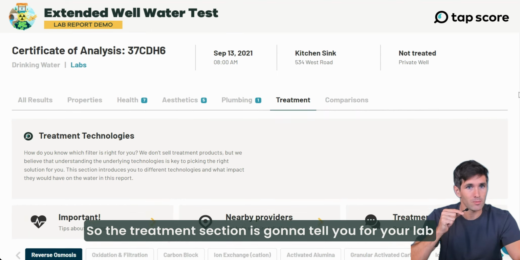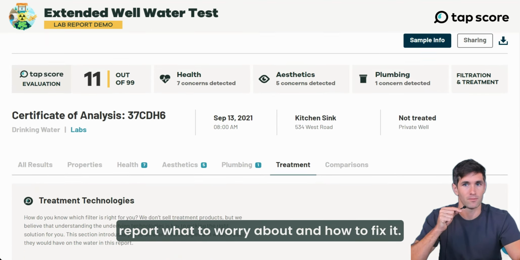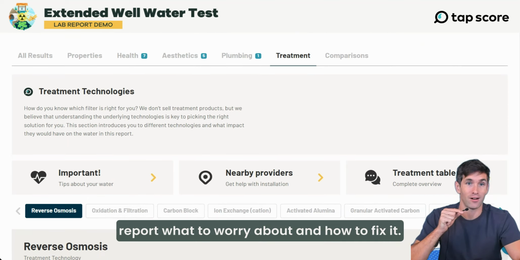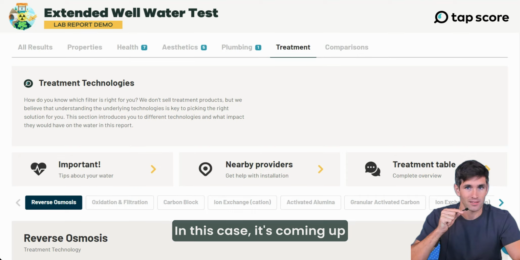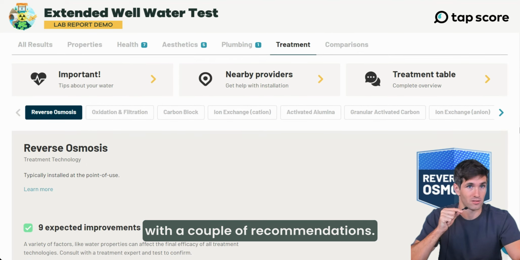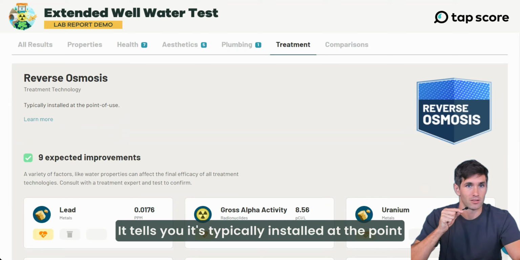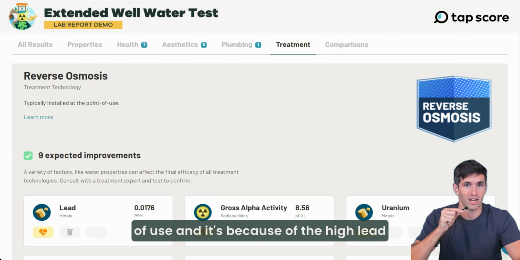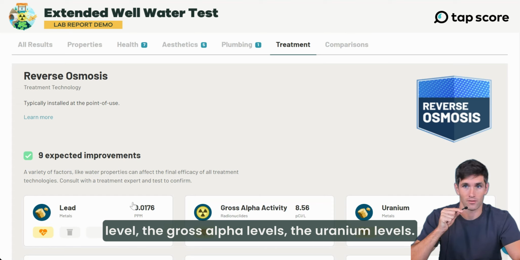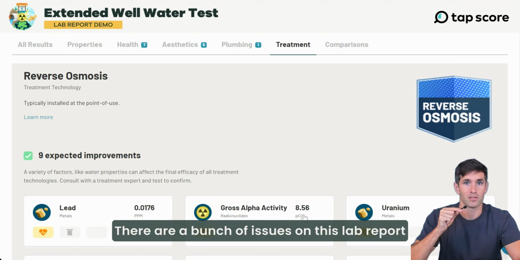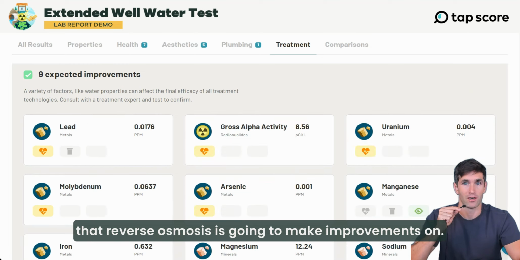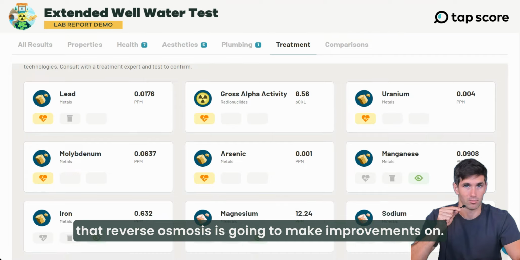So the treatment section is going to tell you for your lab report what to worry about and how to fix it. In this case, it's coming up with a couple of recommendations. First and foremost, reverse osmosis. It tells you it's typically installed at the point of use, and it's because of the high lead level, the gross alpha levels, the uranium levels. There are a bunch of issues on this lab report that reverse osmosis is going to make improvements on.